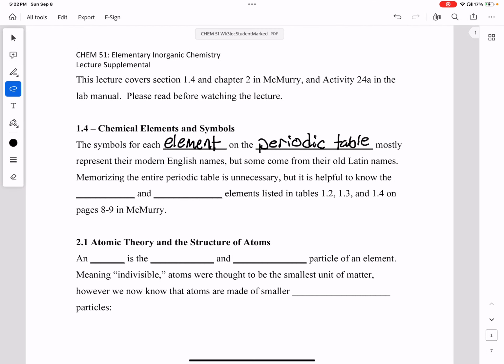So it's unnecessary to memorize the entire periodic table. You'll always have access to a periodic table in this course, even during exams. But it is helpful to know the common and relevant elements. And those ones are listed in tables 1.2, 1.3, and 1.4 on pages 8 through 9 of McMurry. So it's mainly the ones on the first few rows of the periodic table.